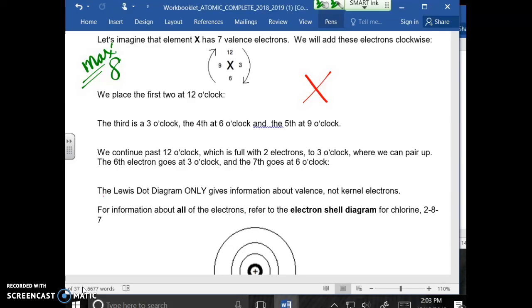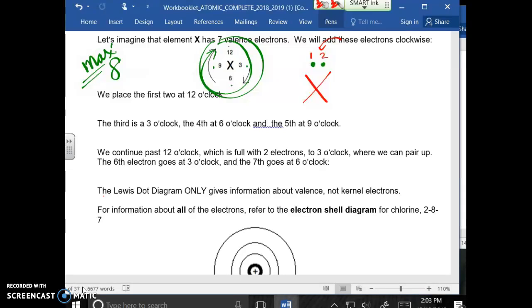So what I do first is I imagine that I'm looking at a clock. And the clock is going clockwise, of course. And there are 4 positions around the symbol: 12 o'clock, 3 o'clock, 6 o'clock, and 9 o'clock. So what I do first is I will put the first electron at 12 o'clock. And in this formal way of doing it, I also draw the second electron at 12 o'clock. This means electron number 1, electron number 2.